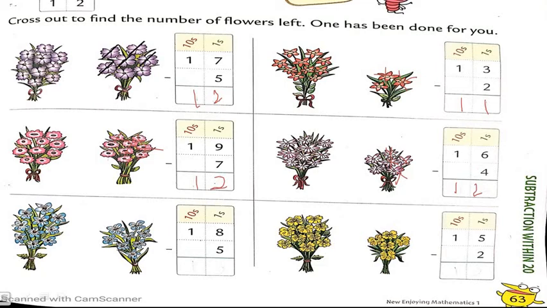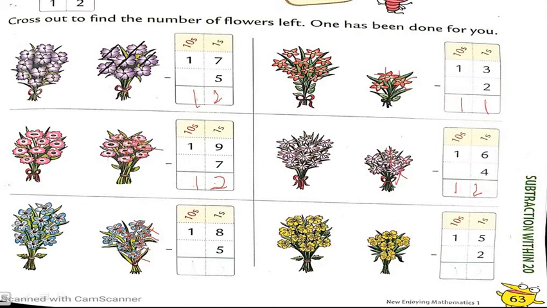Okay. Next is 18 minus 5. Now what should we do? First of all, cut 5 from the given flowers. Let's start cutting 1, 2, 3, 4, 5, 6, 7.